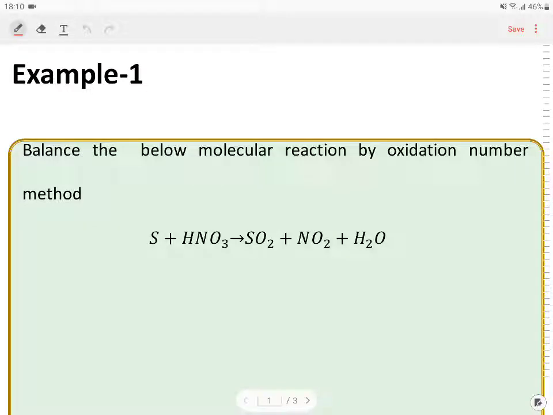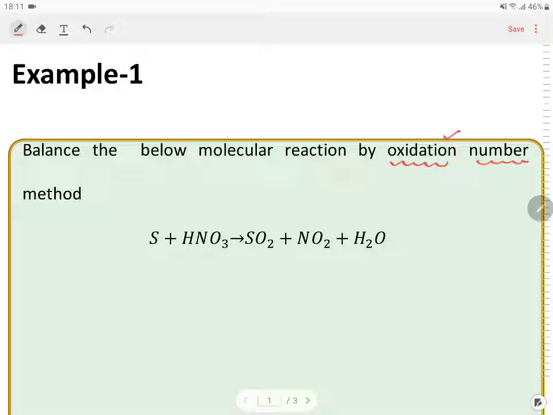Hello everyone. So today let us learn how to balance a redox equation by oxidation number method. I'll take an example. Balance the below molecular reaction by oxidation number method. In the question they have clearly mentioned that we need to balance the equation by oxidation number method. We can balance the redox equation by different methods like ion electron method, then oxidation number method. So they're specifying that use the oxidation number method.